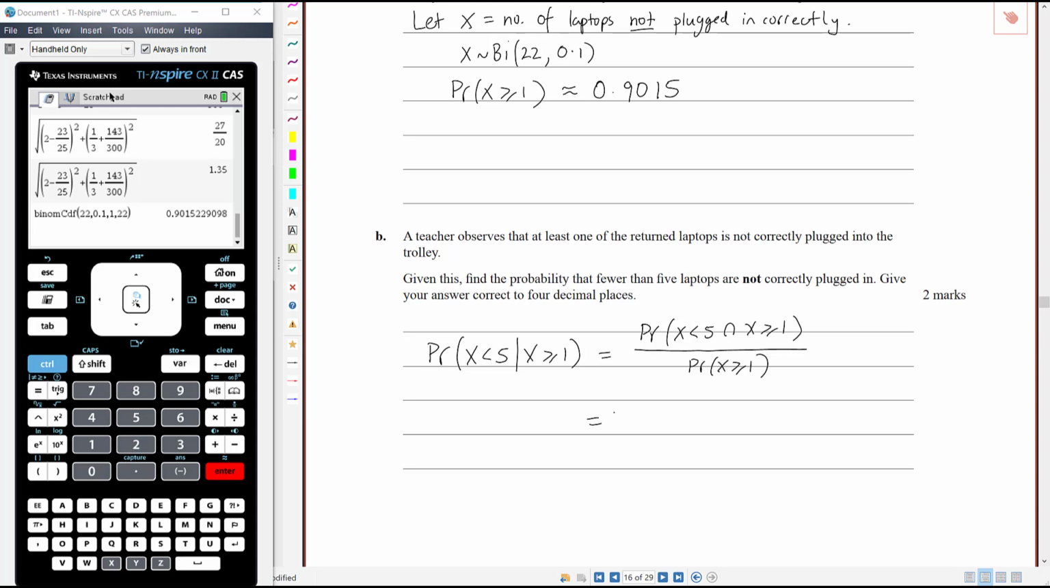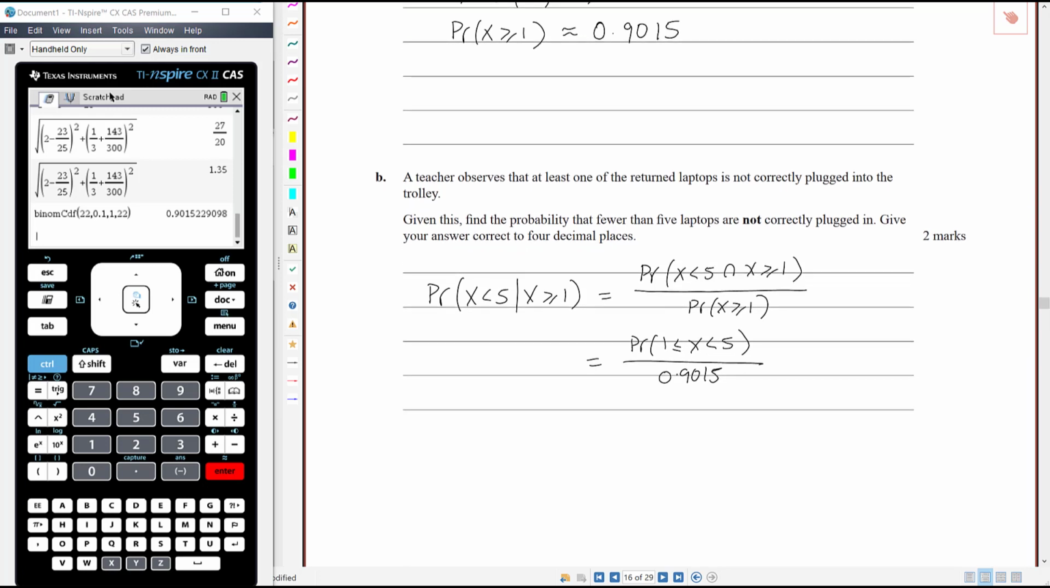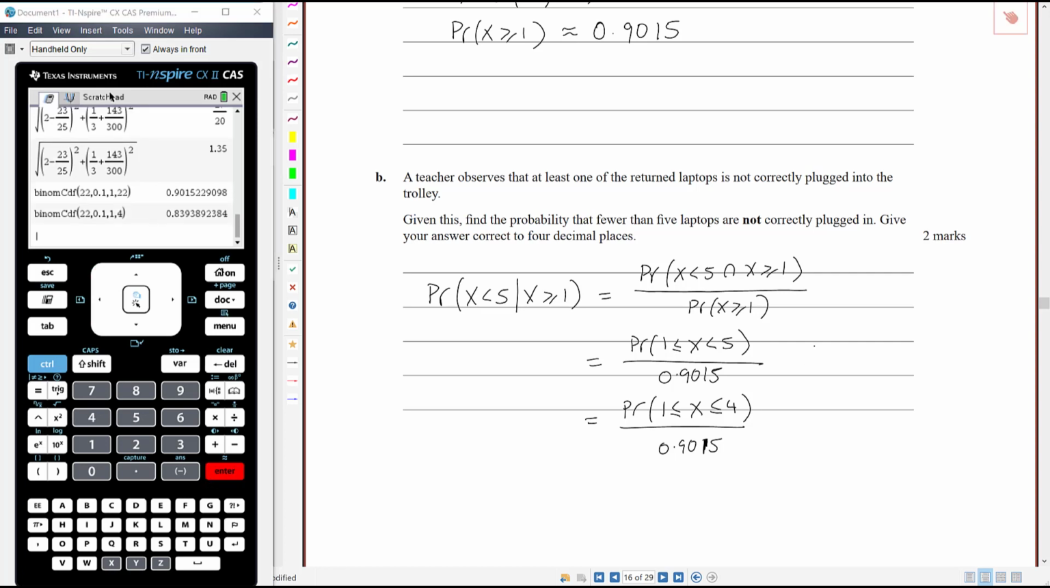Now the probability of X being both less than 5 and bigger than or equal to 1 is the probability that 1 is less than or equal to X, which is less than 5. And the denominator is going to be 0.9015 down here. Be careful about the fact that if it's less than 5, in a discrete distribution like a binomial distribution, that is X has to be between 1 and 4 inclusive. So just be careful about that when you put it into your calculator. So menu, in fact I can just edit my previous calculation really. Instead of going from 1 to 22, we're just going from 1 to 4 inclusive.